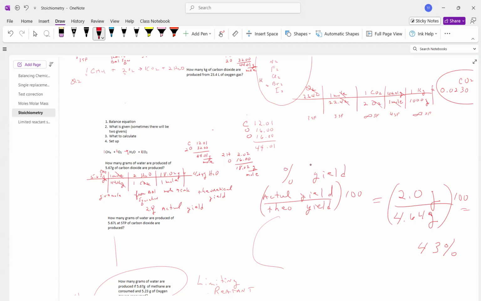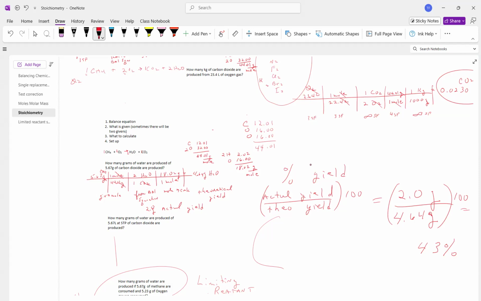Okay, so yield. Actual over theoretical gives you percent yield, and that's what you're going to calculate on your lab. The first calculation you do is the theoretical yield of the sodium chloride. Then you weigh the sodium chloride after you dried it. That's your actual yield. So you're going to go actual over theoretical times 100. That's going to be your percent yield.